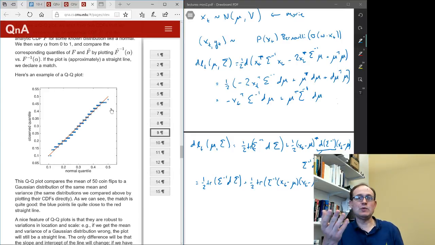And the same thing with scale. If you scale it, it'll change the slope of the QQ plot, but it'll still be a straight line. So if you make a QQ plot between a normal distribution of standard deviation 1 and a normal distribution of standard deviation 2, you'll get a straight line, but the line will have a slope that's different from 1.